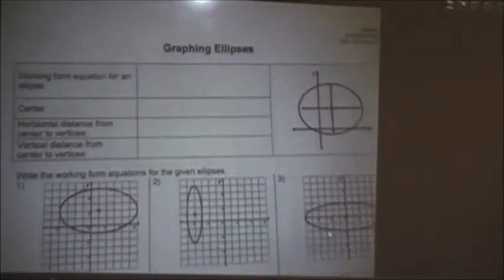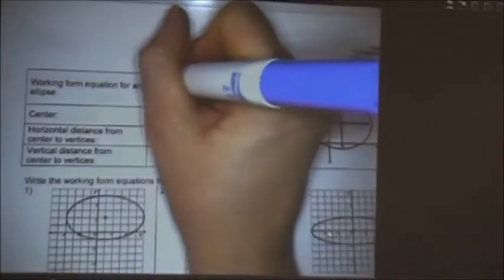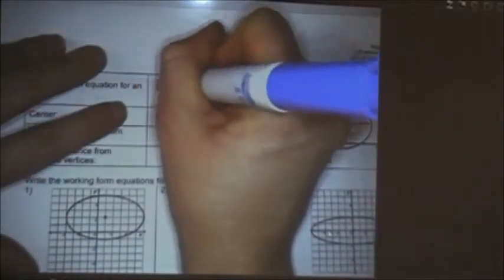So the working form for the equation of an ellipse looks like this: (x minus h) squared plus (y minus k) squared. So that looks like a circle, right? But for an ellipse, you're going to have fractions. And instead of being equal to the radius, it's going to be equal to 1. Your center point, just like a circle, is going to be at the point (h, k).